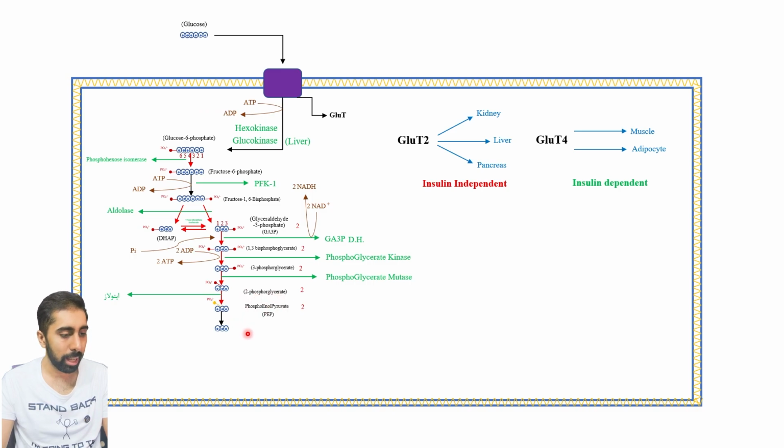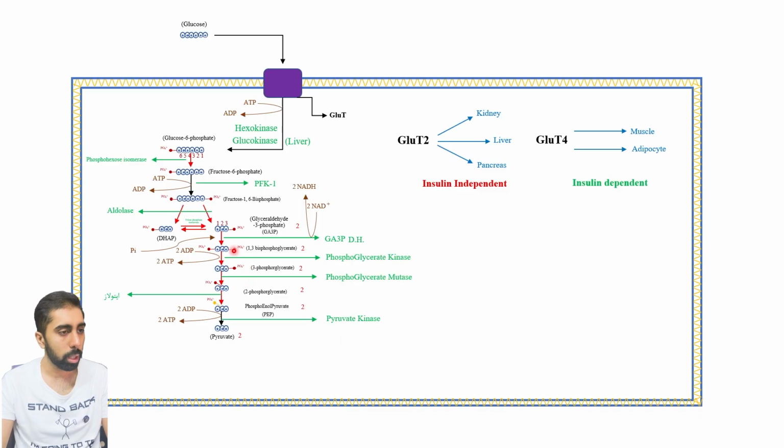In the next step, and in the final step, we use an ADP. We want to get rid of this phosphate group. In the next molecule, we do not have this phosphate group. An ADP helps us to get rid of this phosphate group, and we produce another ATP here. And the final molecule here is pyruvate, and the enzyme in this step is pyruvate kinase.